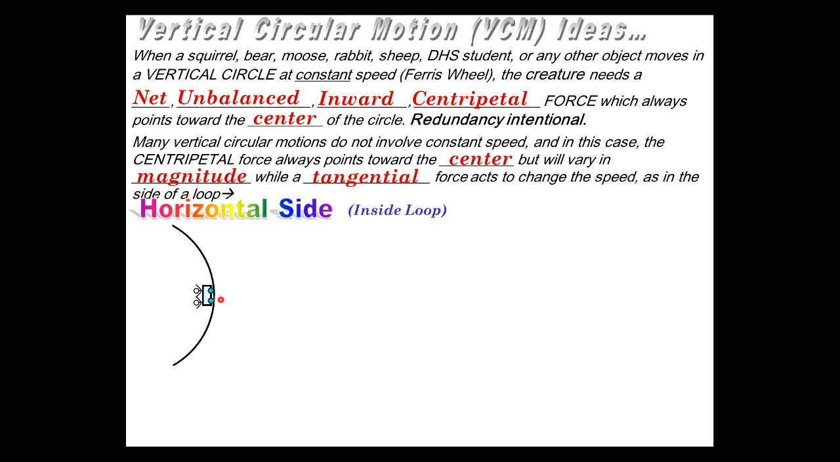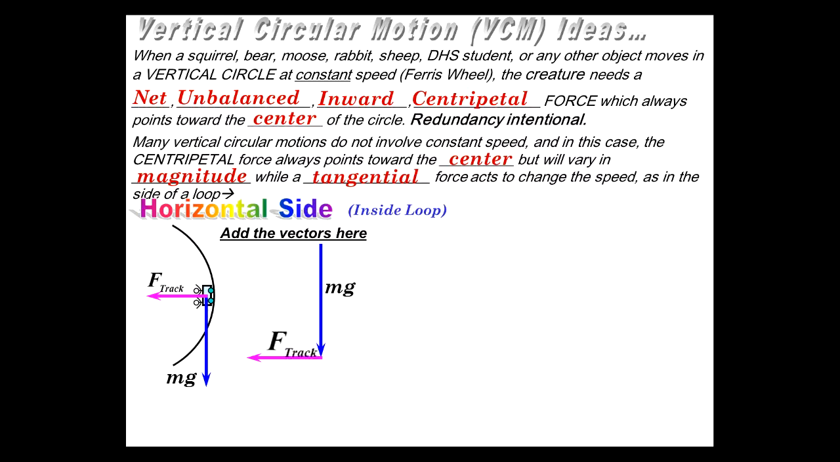So right here we're at the horizontal side, and gravity is acting on it, mg pointing straight down. And then we have a track force, which is inward. In other words, the track is shoving inward on the car, on the train. That is what's providing the inward force. So let's go ahead and add the vectors and see what we get. We get weight plus track force, and we add those together, we get the total force acting on the object.